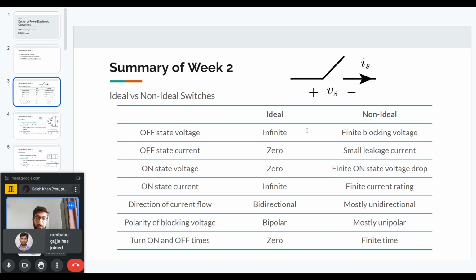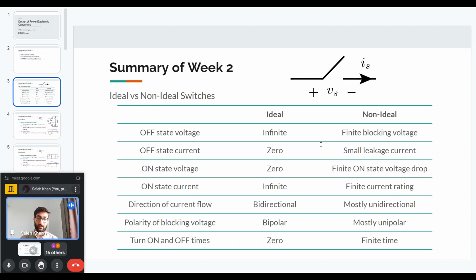And similarly, when we turn on a practical switch or a non-ideal switch, there will be a slight voltage drop across it. There will be a slight resistance or a slight voltage drop, and that will create conduction losses. Similarly, there will be a limited amount of current that a practical switch can handle. It cannot handle an infinite amount of current.